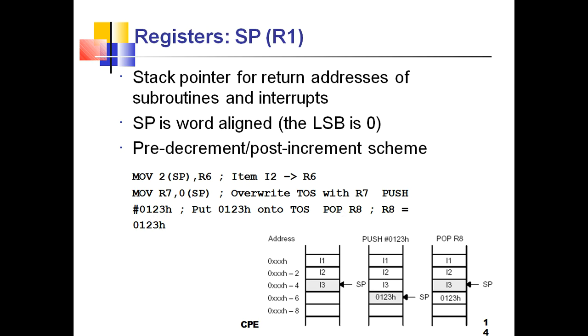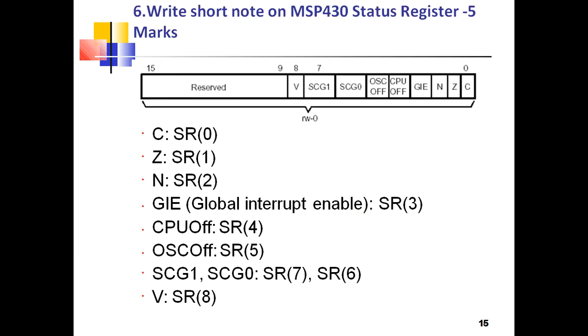You can see in this diagram that we push 0123 here. It stores the values I1, I2, I3 one by one, pushing them. The pointer decrements, and for every 16-bit value pushed, it moves by 2 bytes.